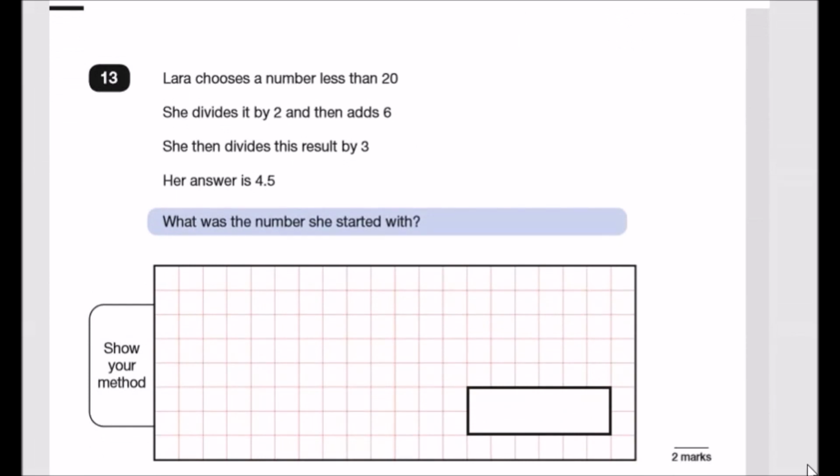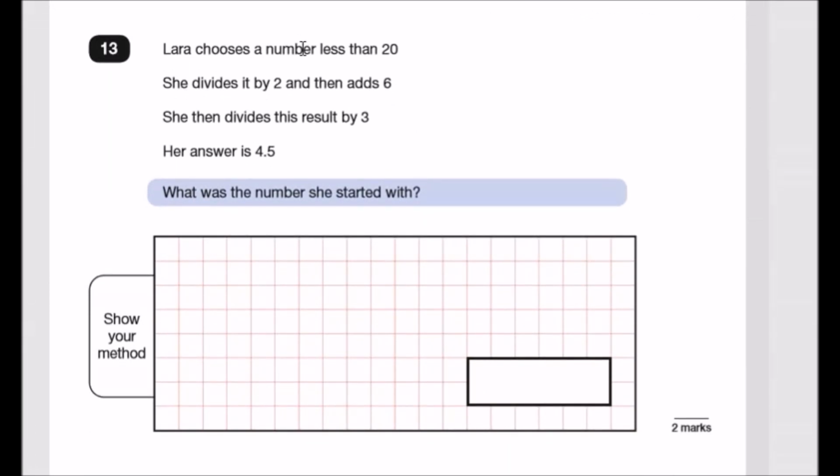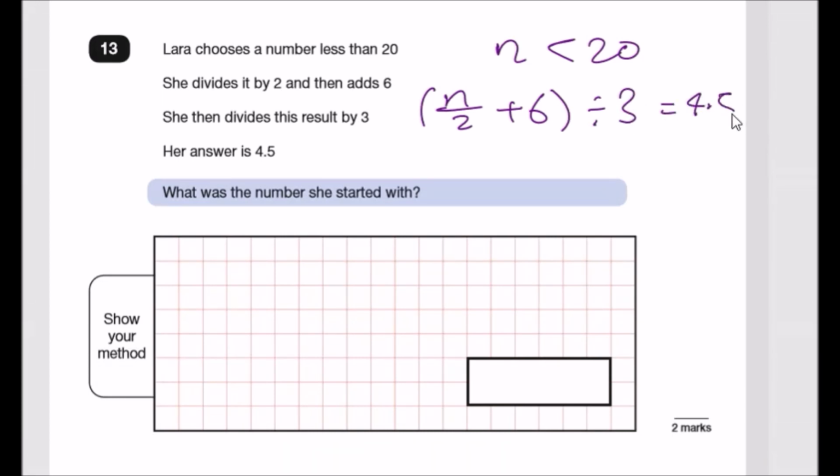Okay, next question. Laura chooses a number less than 20, so an unknown number less than 20. Let's call this unknown number n, and it's less than 20. She divides it by 2 and then adds 6. She then divides this result by 3, and our answer ends up being 4.5. What was the number she started with?